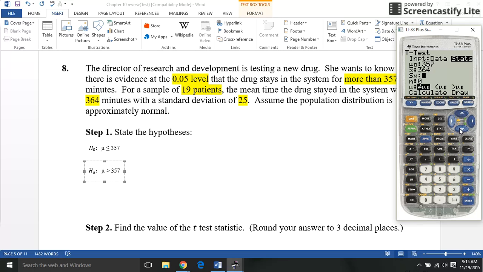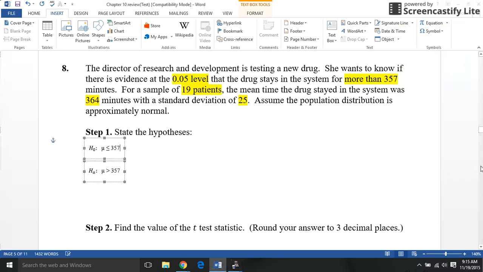Okay, this is where it changes from the last one we saw. Sx is your sample standard deviation, and for this one it is 25. Your N is 19, and we know this is a greater than scenario, which is the one on the end, so I click over that. So all I've done is enter my information in my calculator. I hit calculate. All right, so what do I get? I get my t is 1.2204.